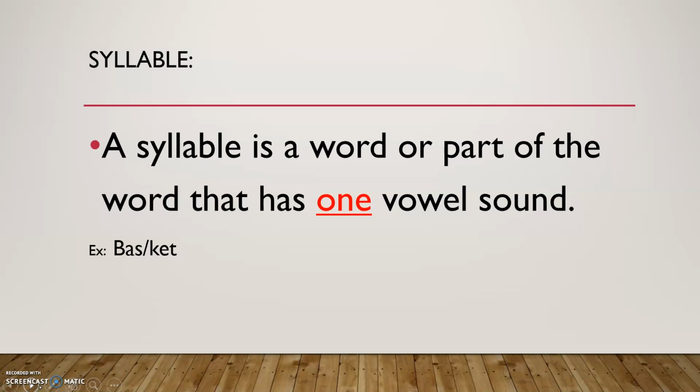A syllable is a word or part of the word that has one vowel sound only. One vowel sound. Let's look at the example. Basket. If you put your hand on your chin, it will move 2 times because there are 2 vowel sounds. So we have 2 syllables here. Bas because it has a sound, and kit because it has a sound. To divide the 2 syllables, as we know from the previous lesson, we draw a diagonal line. Okay, so this is a syllable.